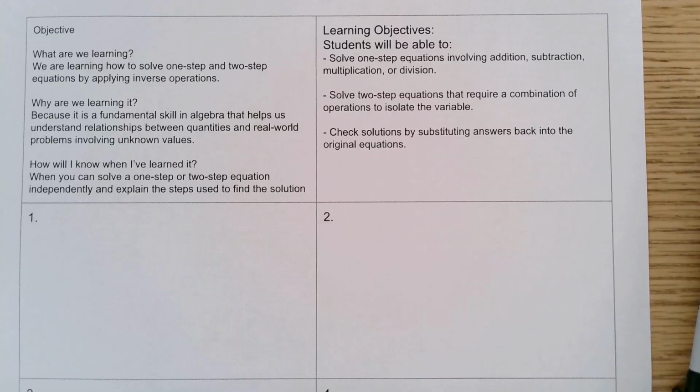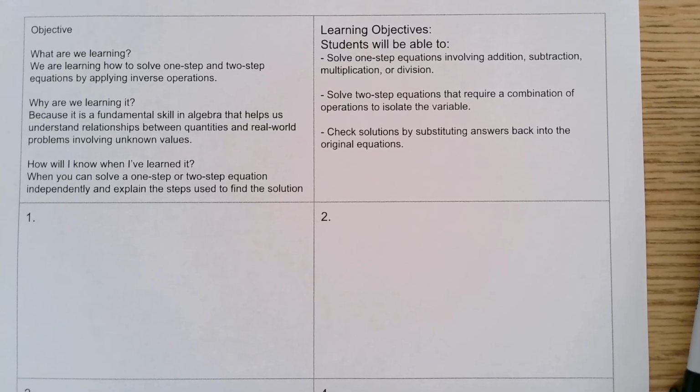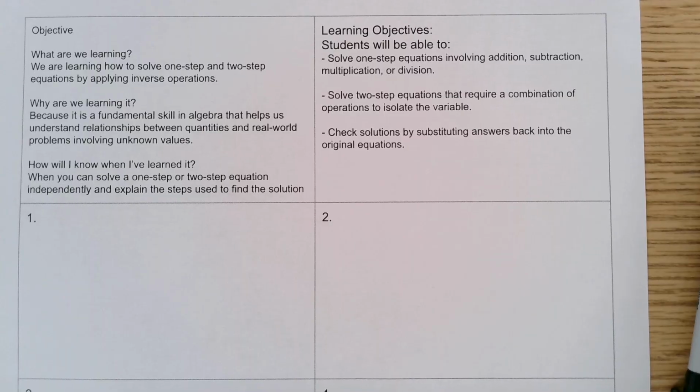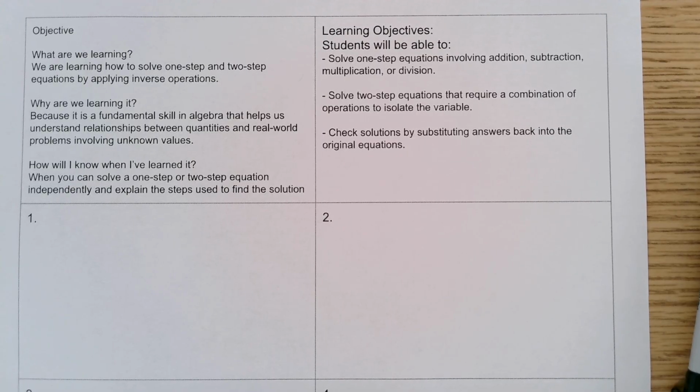Today we are talking about 1 and 2 step equations. We are learning how to solve 1 and 2 step equations by applying inverse operations. We are learning it because it is a fundamental skill in algebra that helps us understand relationships between quantities and real-world problems involving unknown values. You'll know you've learned it when you can solve a 1-step or 2-step equation independently and explain the steps used to find the solution.